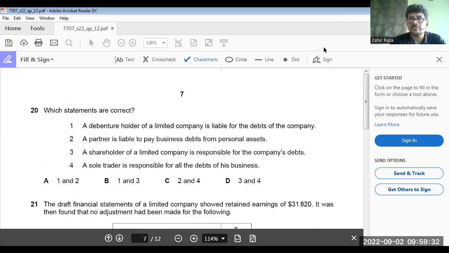Now come to 20. Which statements are correct? A debenture holder of a limited company is liable for the debts of the company? No. A partner is liable to pay debts from his personal assets. Yes. A shareholder of a limited liability company is responsible for the company's debts? No. A sole trader is responsible for all the debts of his business? Yes. 2 and 4 are correct. It means C option is the answer.